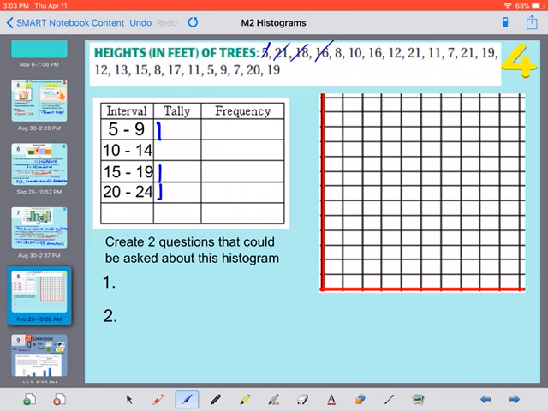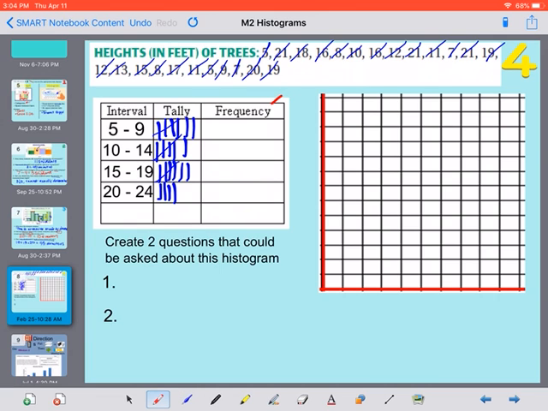16 is in this range. 8, 10, 16. Take a minute and do this on your own right now. 21, 11, 7, 21, 19, 12, 13, 15, 8, 17, 11, 5, 9, 7, 20, and 19. All right.